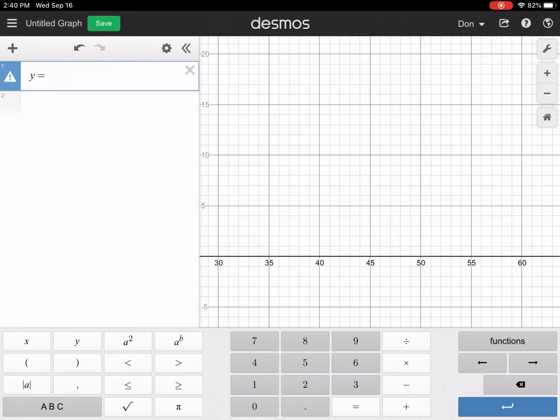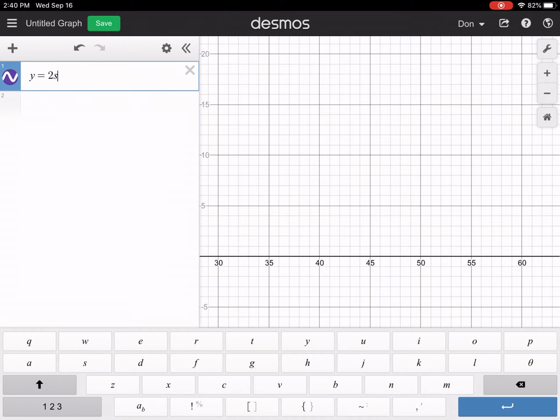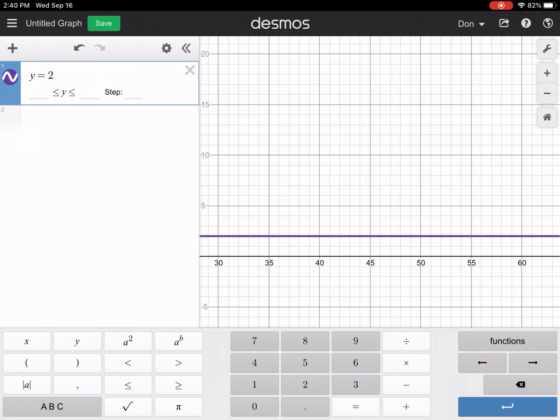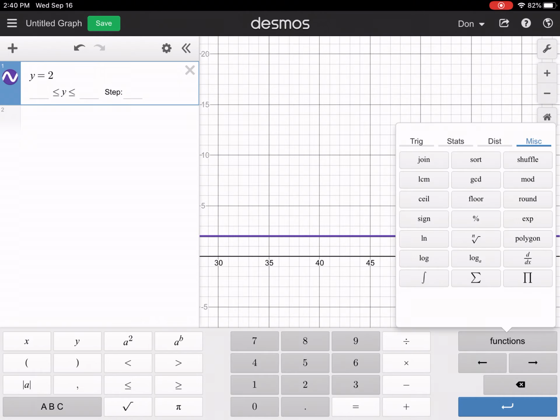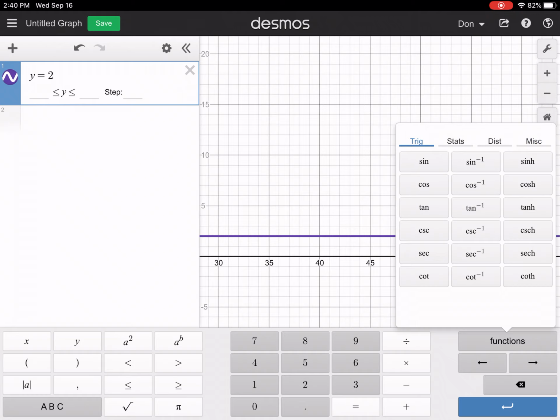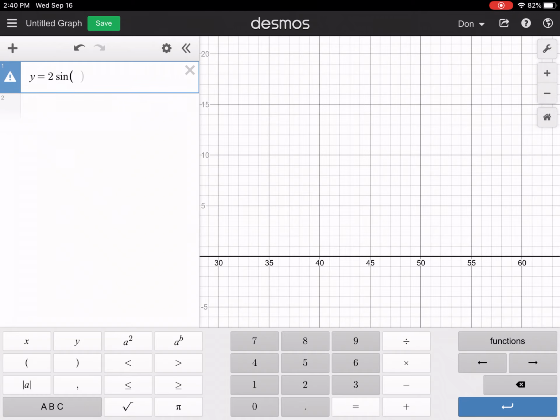So I could go to my keyboard and type in sine. That works perfectly well. But I could also go to the functions on the right, and sine's there. So there's a couple ways to get sine as a function. Take your pick. So 2 sine x minus 1.